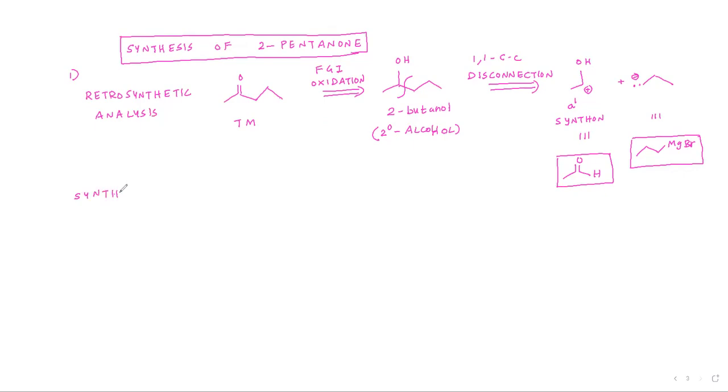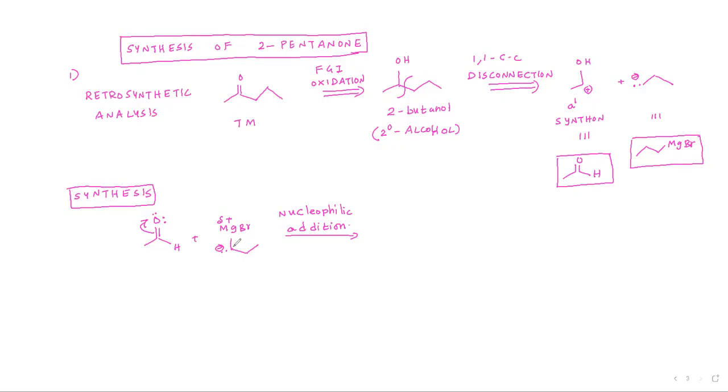What you need to do is take acetaldehyde plus treat this with propyl magnesium bromide. We know that metals are electropositive, and then the alkyl group acts as a nucleophile. So this is a nucleophilic addition.